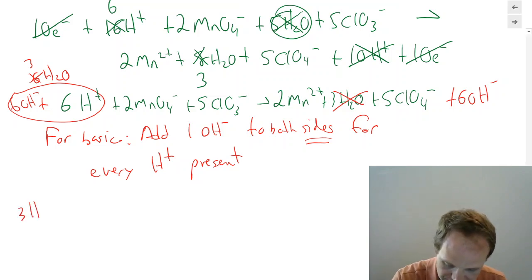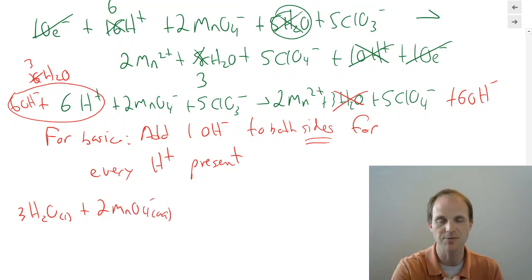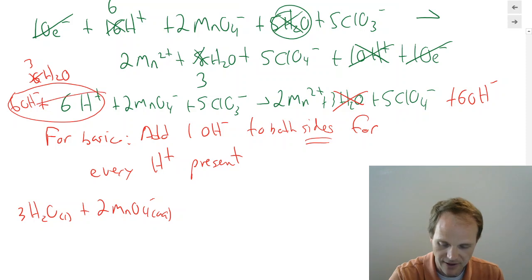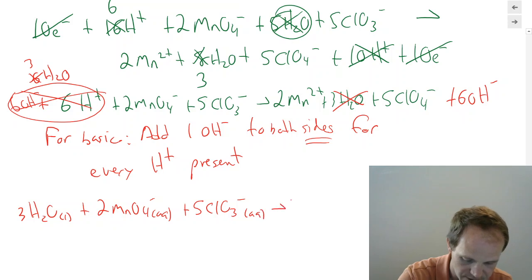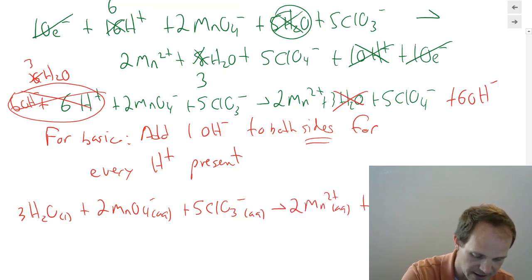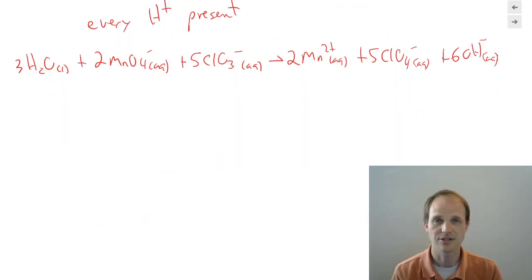I've got 3 H2O liquid plus 2 MnO4 minus aqueous. Wait, what happened to those OHs and H pluses? Remember, they reacted to make the water. They're not there anymore. Plus 5 ClO3 minus aqueous goes to 2 Mn2 plus aqueous plus 5 ClO4 minus aqueous plus 6 OH minus aqueous. And that is this redox reaction balanced in a basic solution.